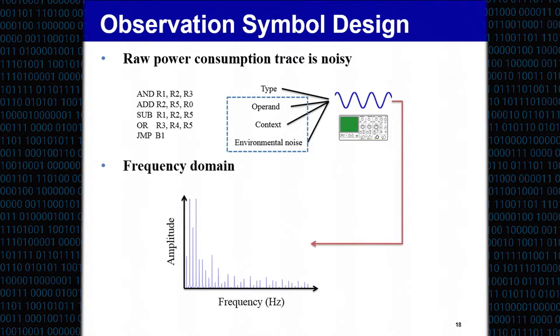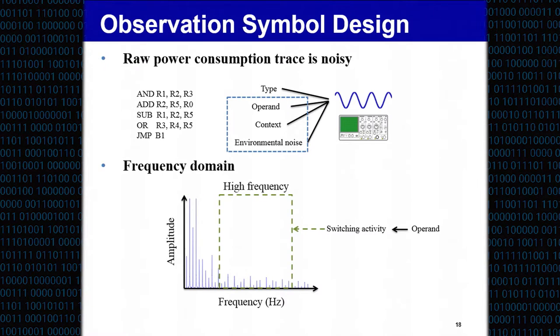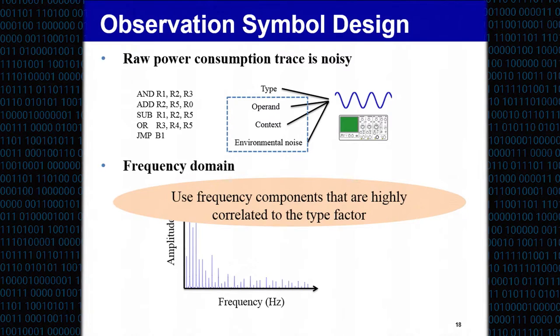To achieve this, we use frequency domain analysis. From the view of the frequency domain, the power trace is synthesized by different frequency components. Intuitively, frequency components would correlate to the four factors differently. For example, the type factor usually determines hardware usage on a large scale, such as whether the memory unit is accessed. Such operations tend to have low frequency. The operand usually determines the underlying transistor switching activity during calculation, and such operations tend to have higher frequency. Motivated by this, during the design of our observation symbol, we should use frequency components that are highly correlated to the type factor.